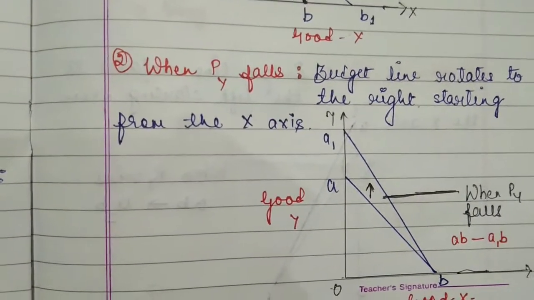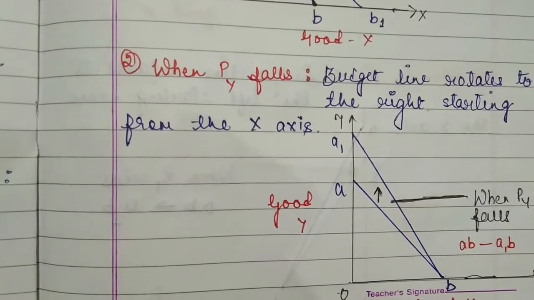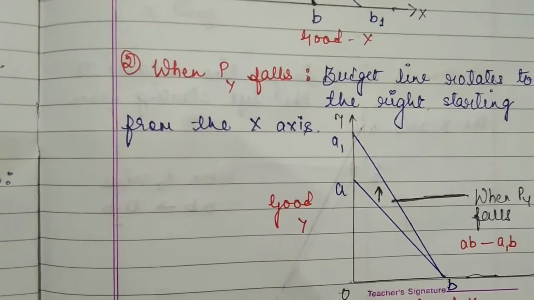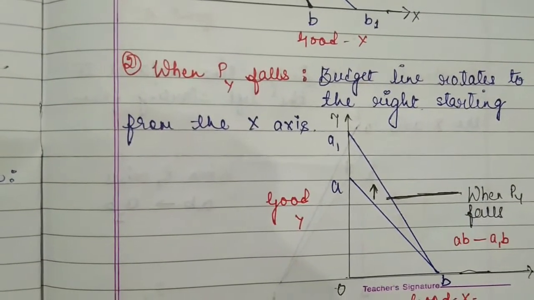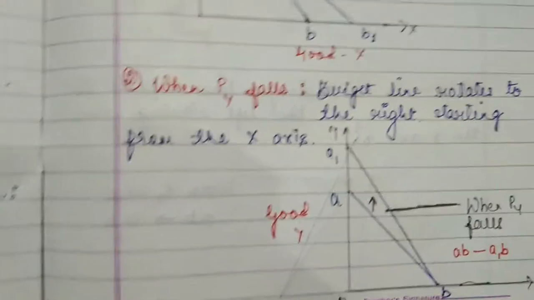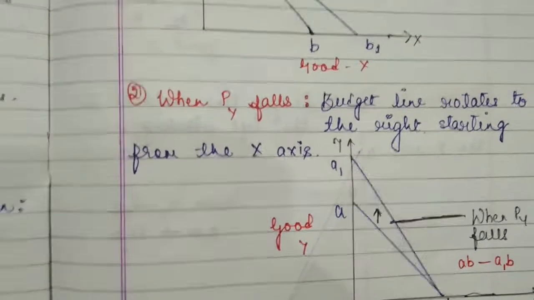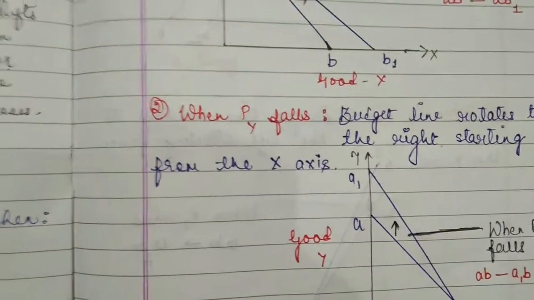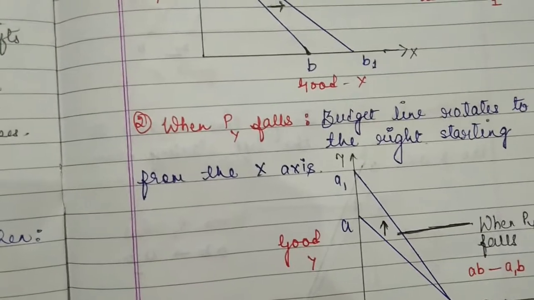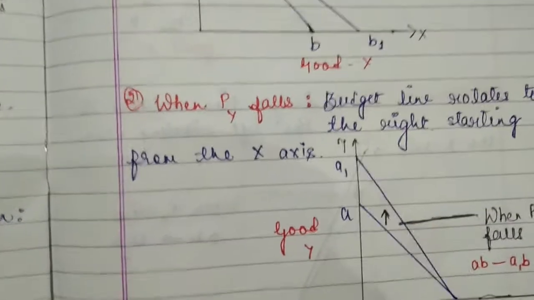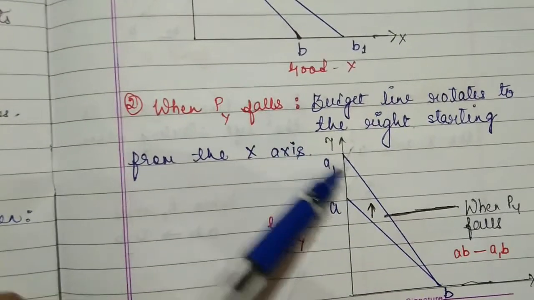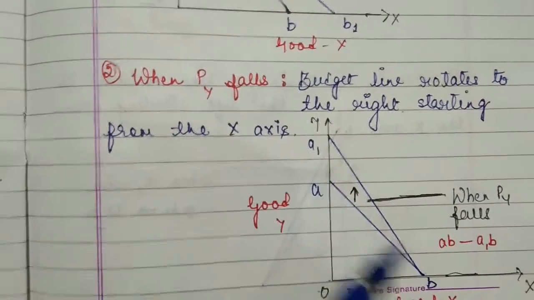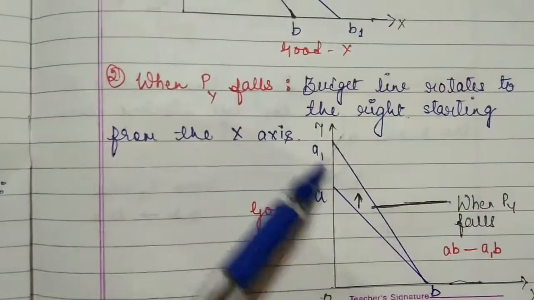As we have seen, when the price of x falls, it rotates from the y-axis, and when the price of good y falls, it rotates from the x-axis. That means purchasing power towards good y increases. Suppose the price of good y was 12 rupees and it decreased to 10 rupees. So purchasing capacity of good y will increase, hence the consumer will buy more of good y. So it rotates from AB to A1B.